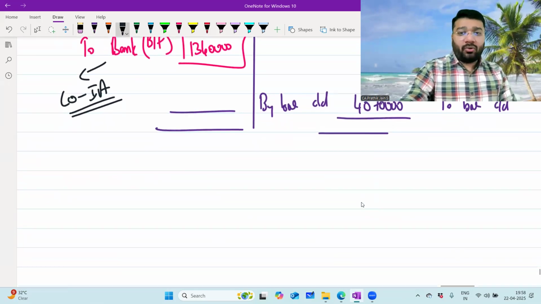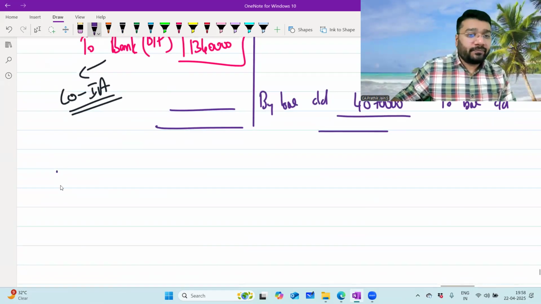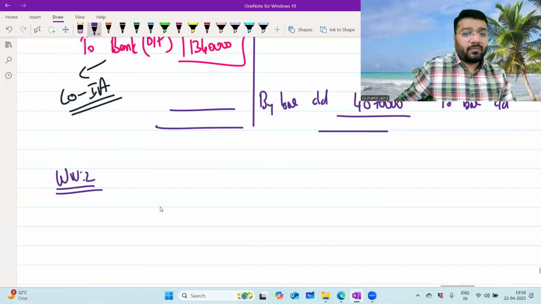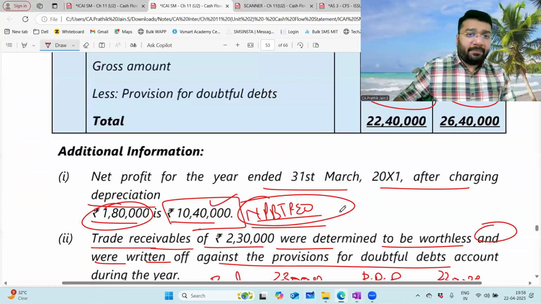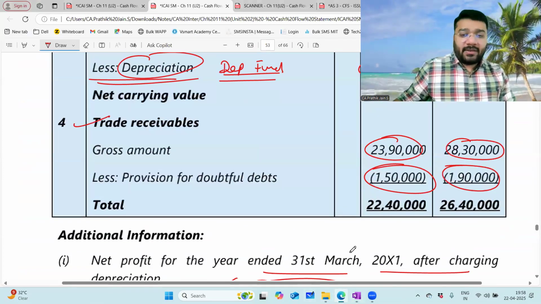Next, working note number 2. What is the ledger's name? Trade receivables ledger.